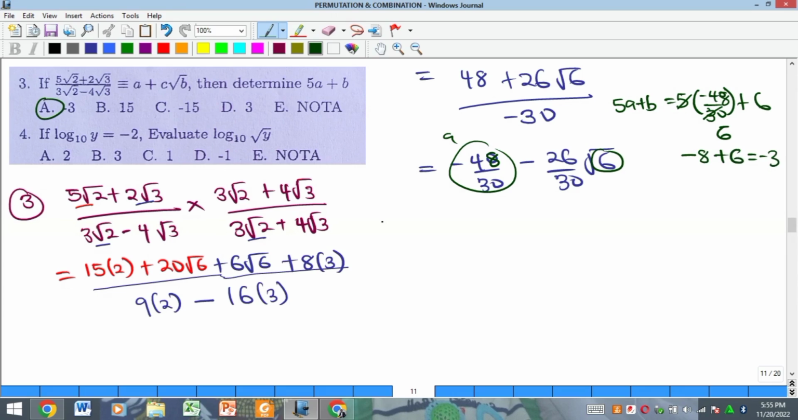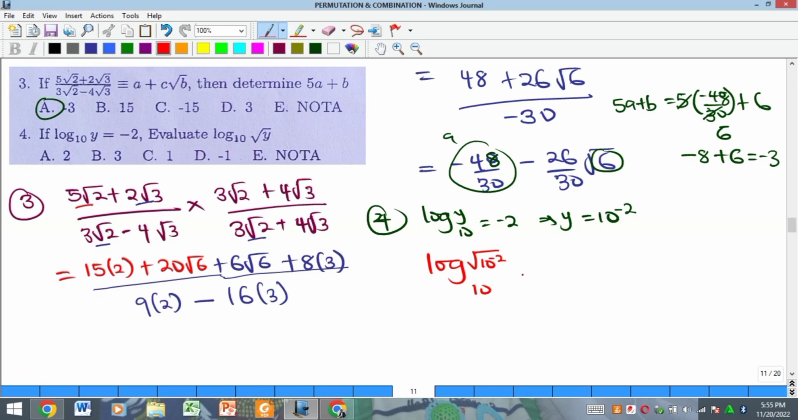So for number 4 here, the same definition. We have log y base 10 equal to negative 2. This means that y alone is equal to 10 raised to the power of minus 2. And then they ask us to evaluate this. Just substitute my y into that, and so I have the square root of 10 raised to the power minus 2, base 10.